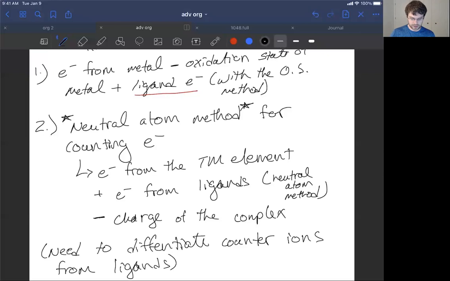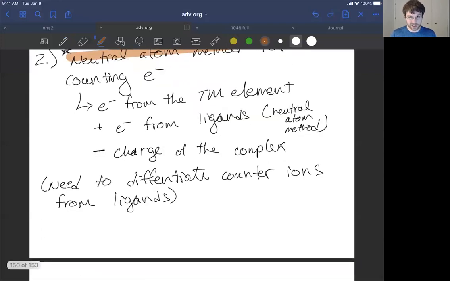So let's go ahead and look at some examples of this. Again, we're going to focus on the neutral atom method, which means the electrons in the complex. These are the electrons that we use to see if we've violated or followed the 18 electron rule that we talked about last time. So we want to see if electrons are going to get up to 18 or not. So this is our rule to get to that number, and to see if we have 18 or 16 or something.